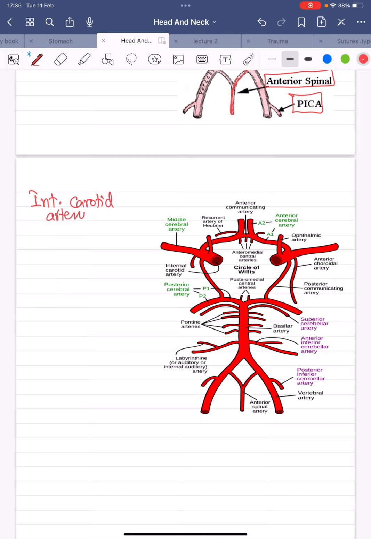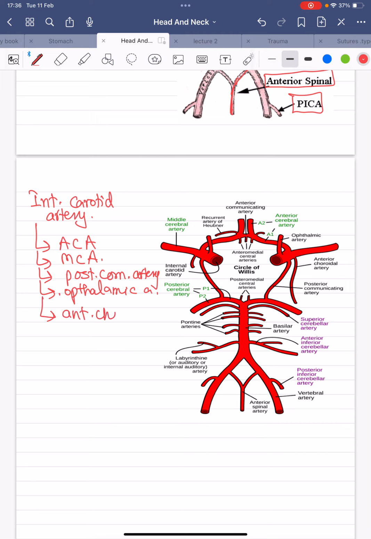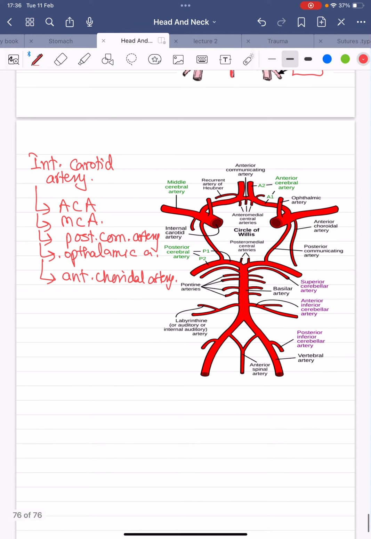It is going to give here the branches: anterior cerebral artery, middle cerebral artery, posterior communicating artery, ophthalmic artery, and anterior choroidal artery. There are some other branches. When I draw it, then I will explain to you. So these are the main branches which you must remember.